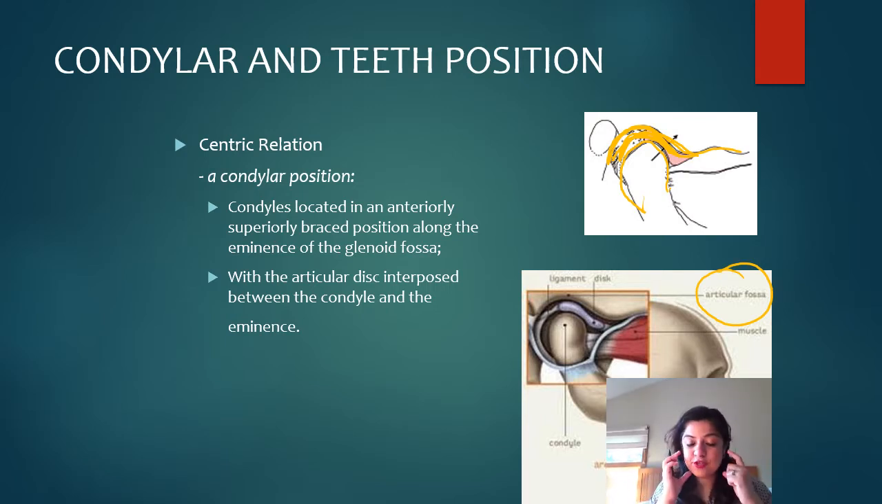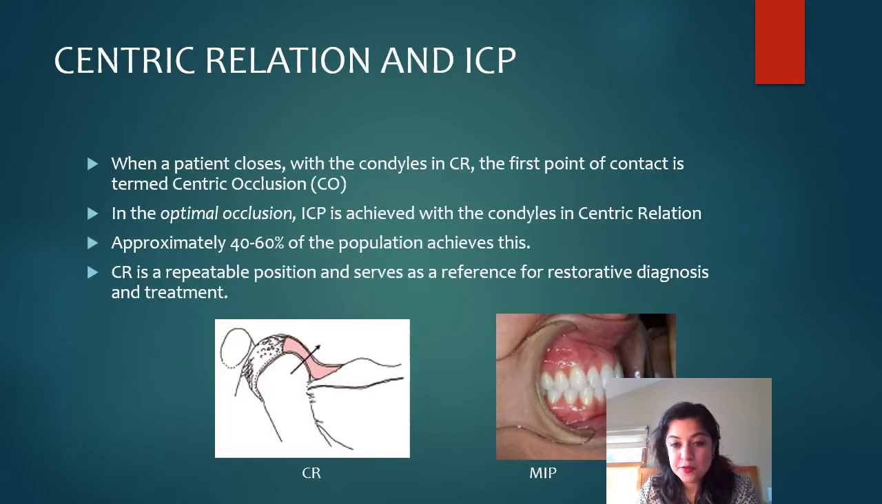Now, if there are any issues with the condyle and the translation of the path, then you're also going to see it in the bite. And sometimes people can't even open their mouth because of that. So now we're going to talk about something interesting. What is centric relation and what is the intercuspal position?